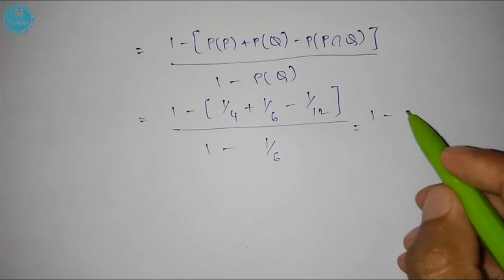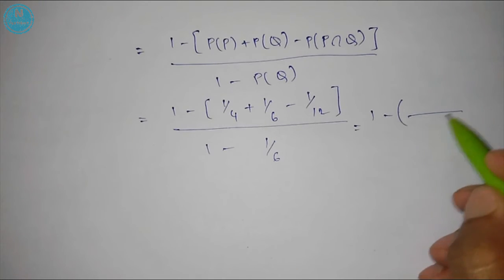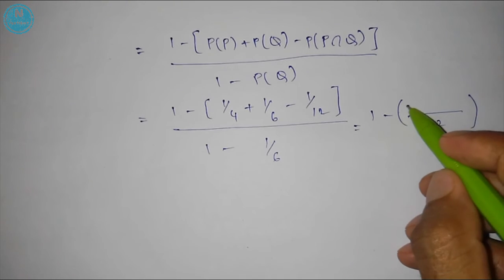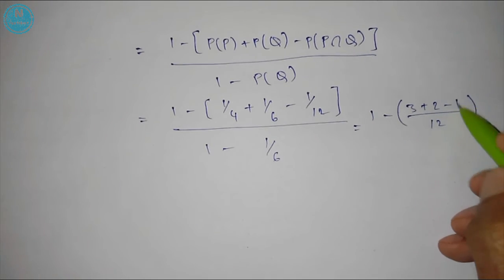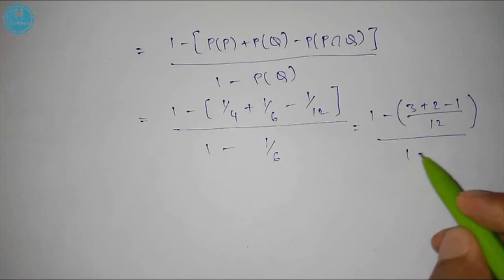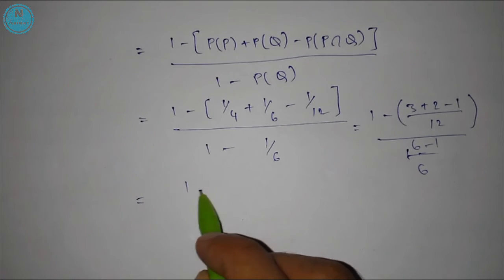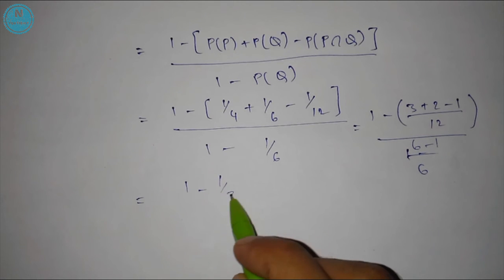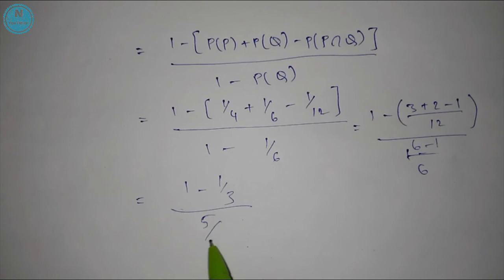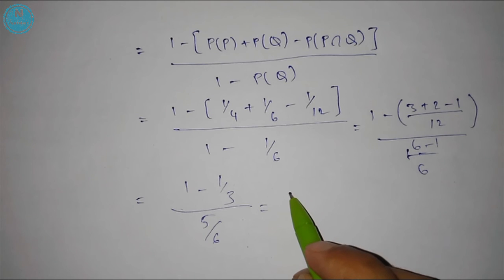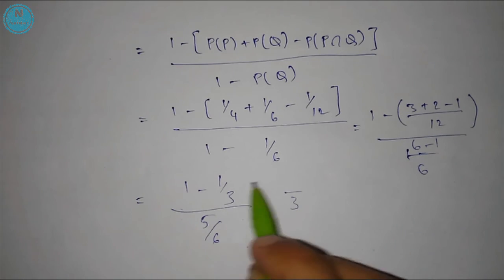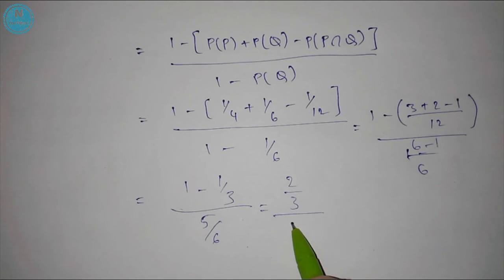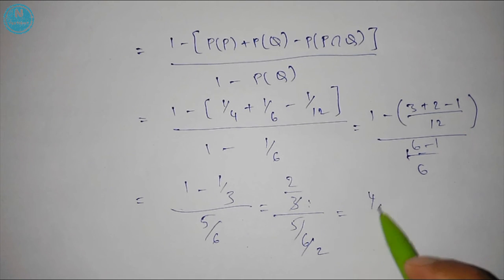This is 1 minus, LCM is 12, 3 plus 2 minus 1, that is 4 by 12, which is 1 by 3, by 5 by 6. This is 3 minus 1 is 2, 6 by 3, 1 by 3, 2 by 3. Then 4 by 5.